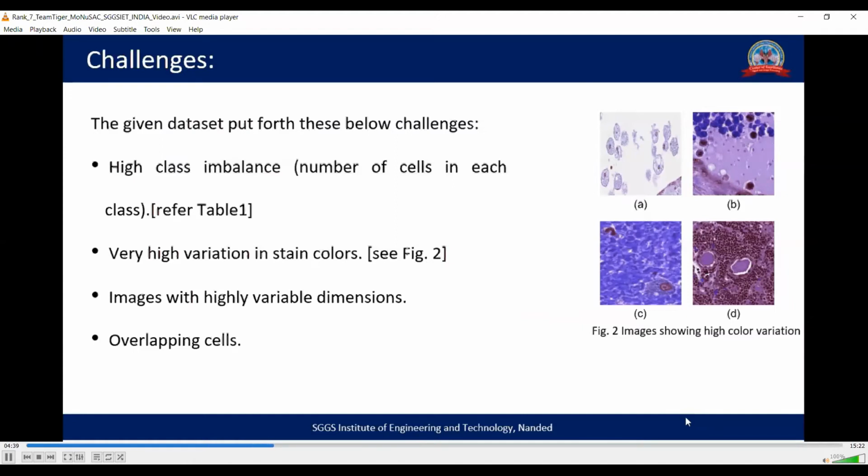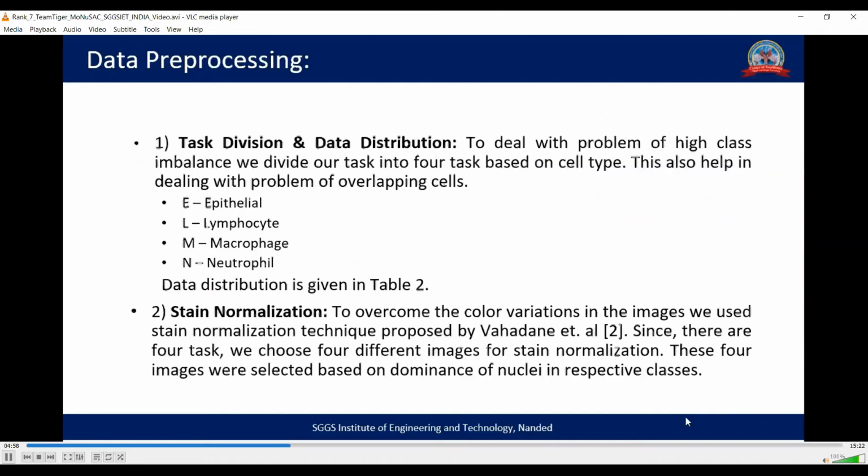The second challenge in the dataset is very high variation in stain colors, which can be observed in figure 2. The other two challenges are variable dimensions of images and overlapping cells. Referring to these mentioned challenges, we developed our methodology for the proposed work.